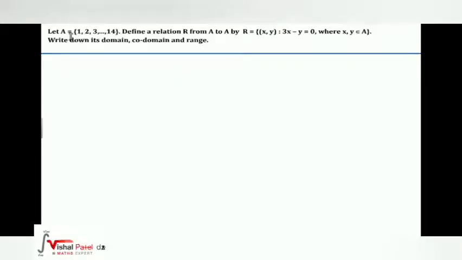So students, exercise 2.1, first 2.2's question number 1. Let A be equal to 1 to 14 and define a relation R from A to A by R equal to (x, y), where 3x minus y is equal to 0, where x, y belong to A. Take both x and y from A. Write down its domain, codomain and range.